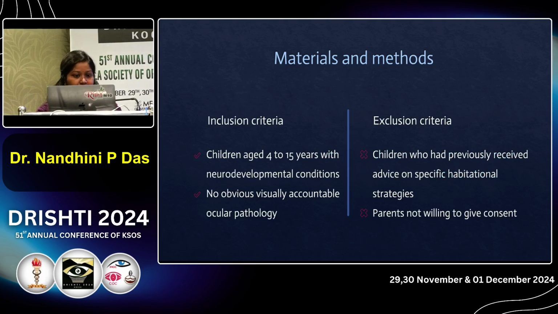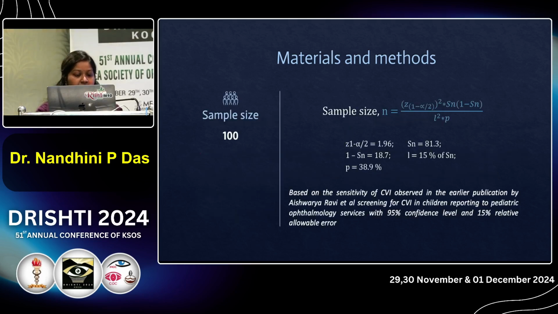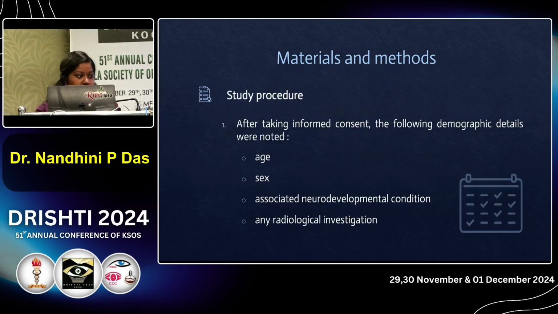The inclusion criteria were children aged 4 to 15 years with a neurodevelopmental condition and no obvious visually accountable ocular pathology. Children who had previously received advice on specific habilitation strategies, and parents not willing to give consent, were excluded from my study. The sample size was 100. This was calculated from the sensitivity of CVI in the Aishwarya et al. study with 95% confidence.